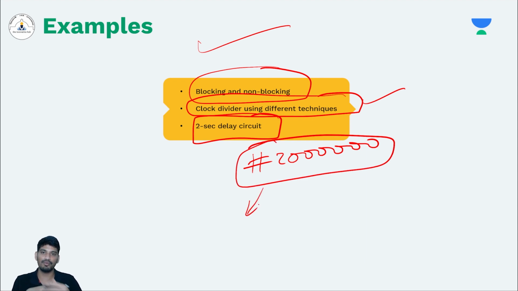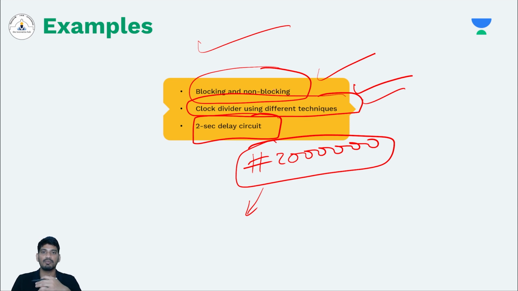But now we have seen the theory of how to use the delays and how to use the always and initial block. Now we can create our 2 second delay circuit, and I will explain by dumping the code inside the jetboard, and I will show you we can create the amount of delay we want. So particularly I will explain three different examples in this session.